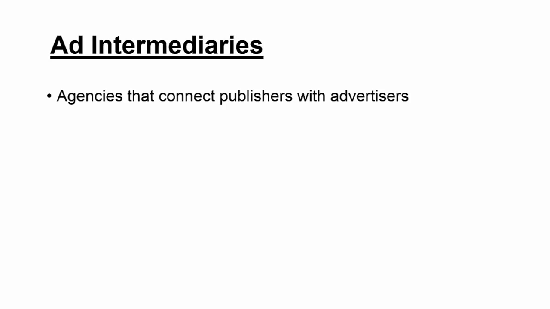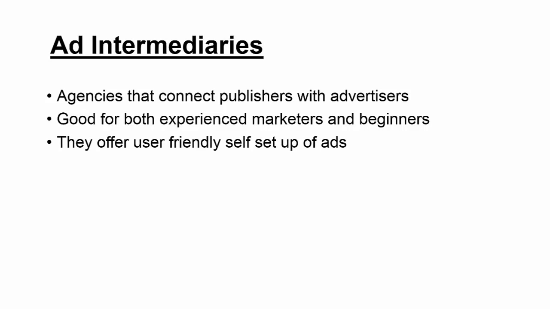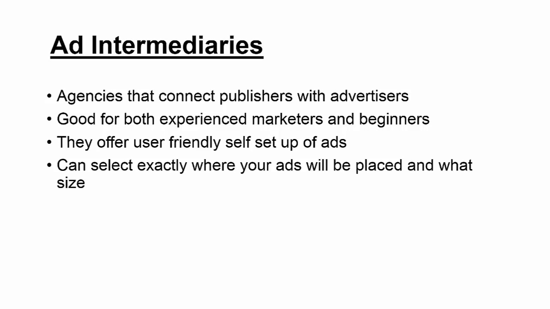Okay, the second type of media buy is an ad intermediary. Now, these are agencies that connect publishers and advertisers. They're good for both experienced marketers and beginners, and they offer user-friendly self-setup of ads. The good thing about these is you can select exactly where your ads will be placed and what size, and they do have fairly reasonable pricing. Obviously, it's going to be a little bit more than a direct buy, as the ad intermediary will need to take their cut, as it's their system that'll be placing the ads on the various websites.